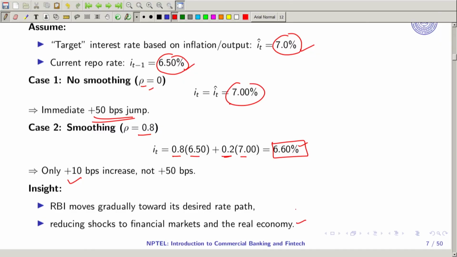And this is not called a monetary policy surprise. This reduces the shock to the financial market and the real economy, because increasing by 10 basis points as compared to 50 basis points is more rational and easier to digest. So I hope with this background you are able to understand the monetary policy rule.